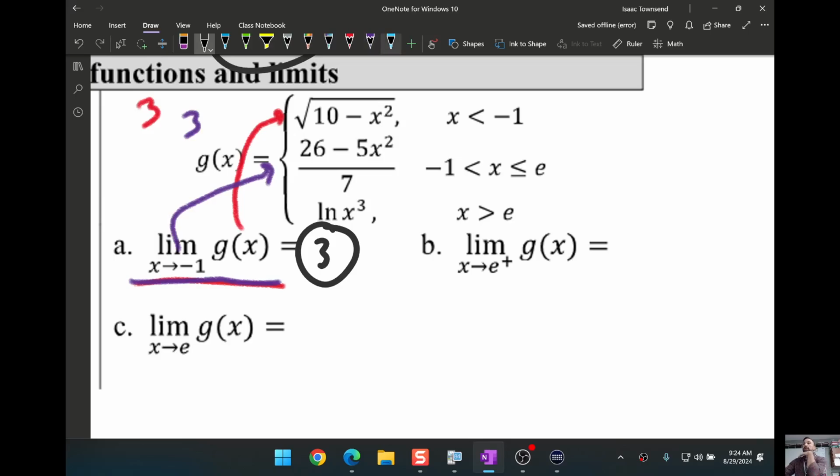Okay, B, the limit as x approaches e from the right. So which one of these do you think we should plug that into? The bottom one. Very good. From the right is when x is bigger than e. This is the inequality that talks about x being bigger than e.